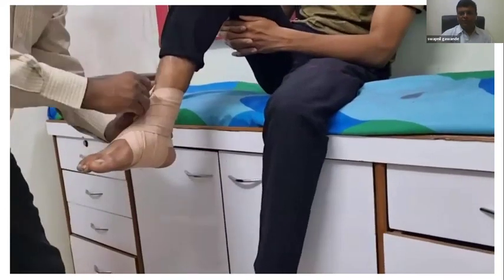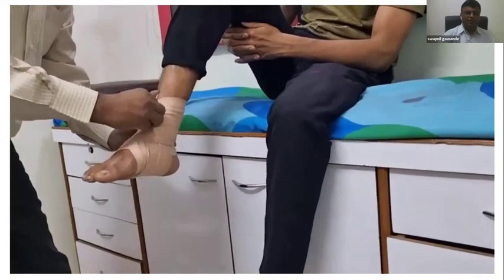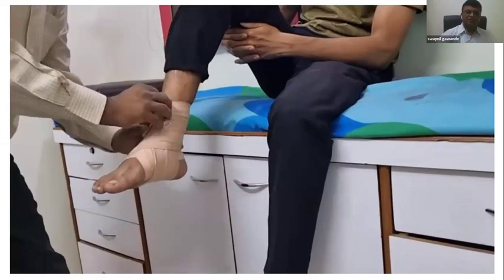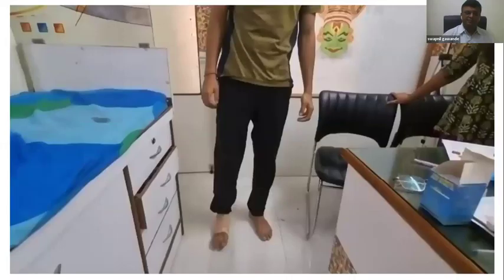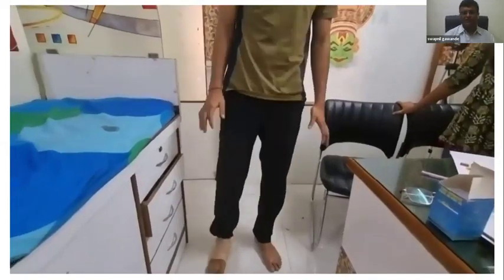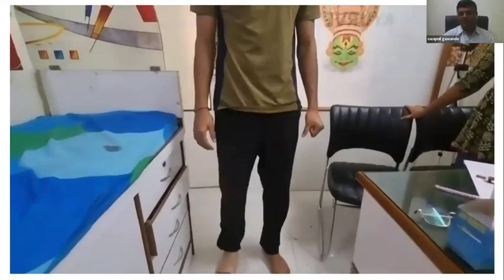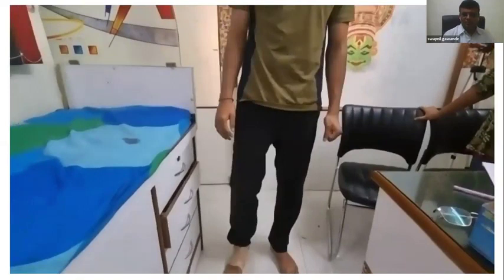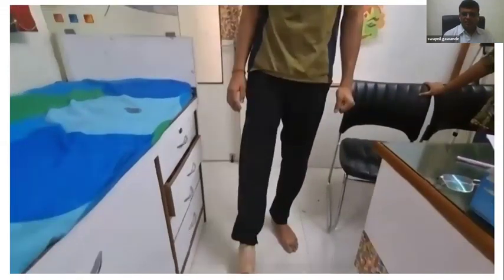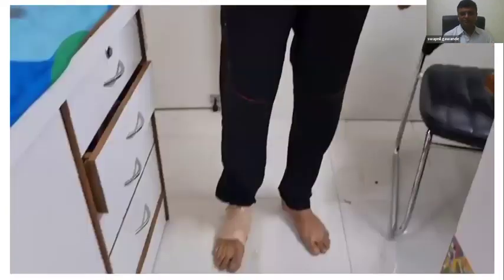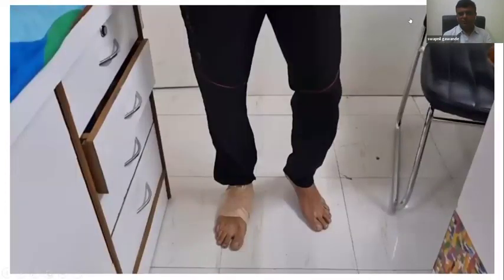So always remember, while treating the pain, don't just focus on that particular pain. Also focus on the recurrence of the pain. Now you can see that he is saying he feels more stability and more support on that particular ankle. So I am asking him to put a little more pressure. Okay, so this was the first case.